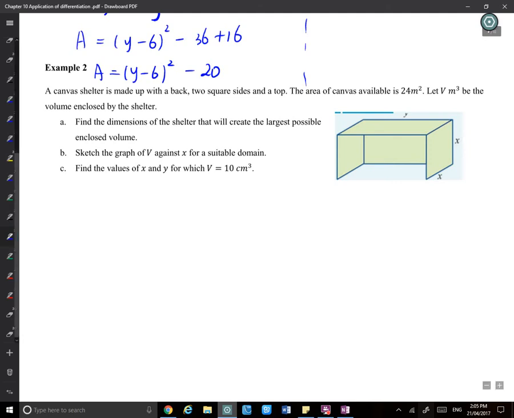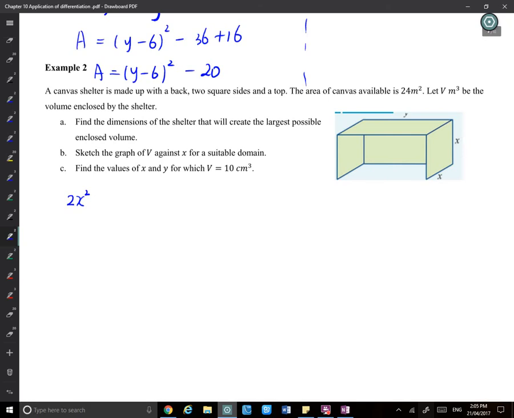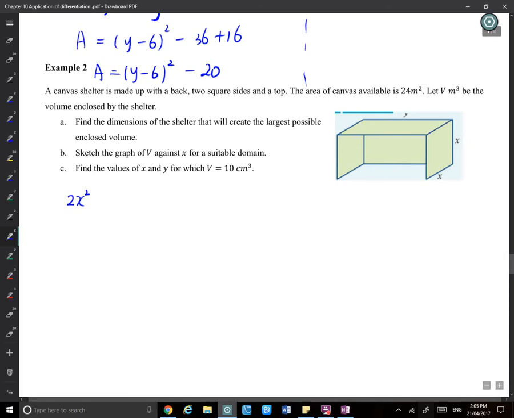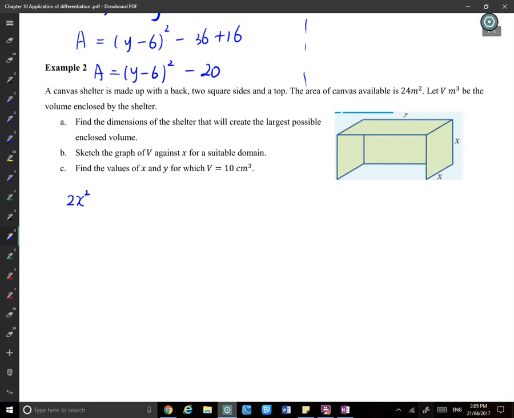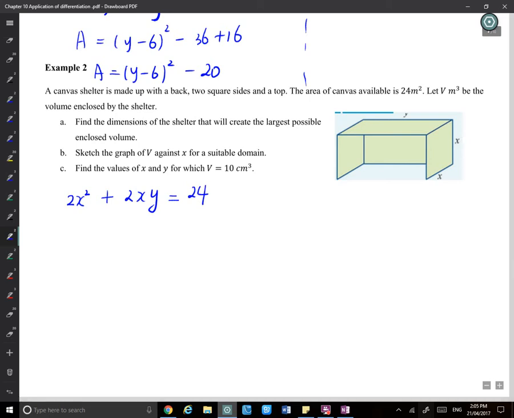So what's the area? For the 2 square sides, you have 2x squared. And you have a back and a top. The top and back have the same length and width: the width is X and the length is Y, so plus 2XY. That gives me 24. Those 4 pieces added together must give me 24 meters square. The area is fixed.